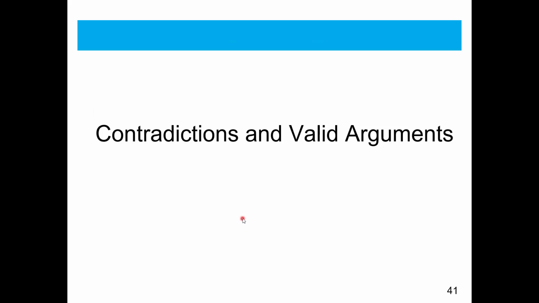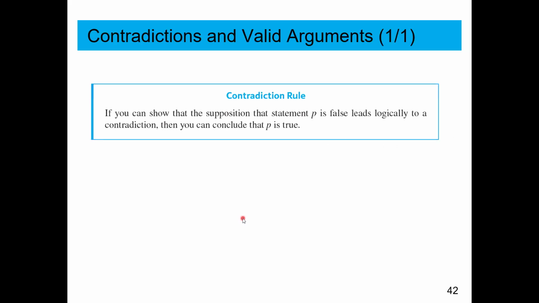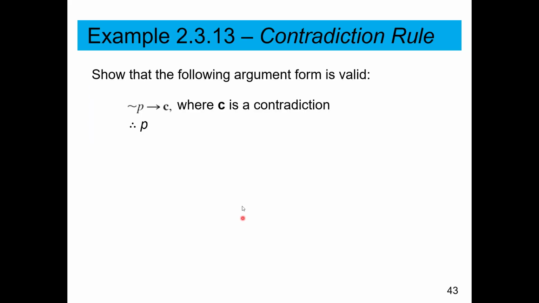Okay. Now let's end with contradictions and valid arguments. Contradiction rules: if you can show that P is false leads logically to a contradiction. In other words, if I say not P takes me to C, something that's not true, and remember, if C is a contradiction, it is always false. So if not P always leads to something that is false, then not P has to be false, which actually means that P has to be true.